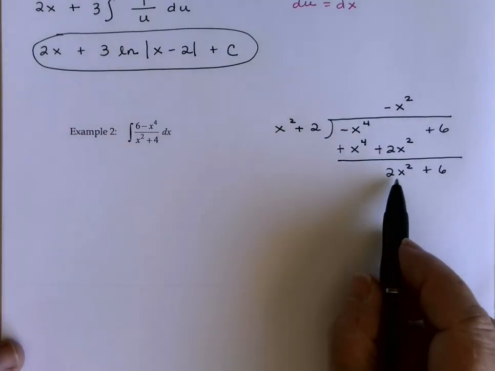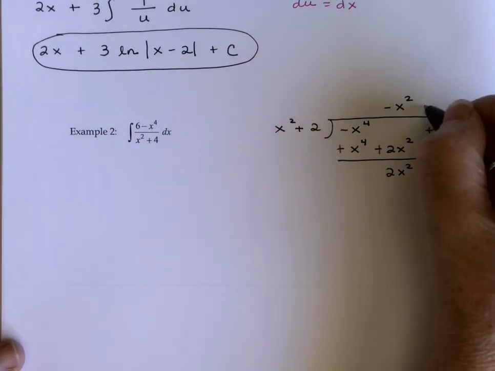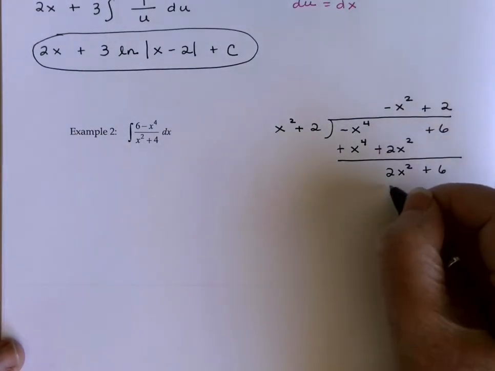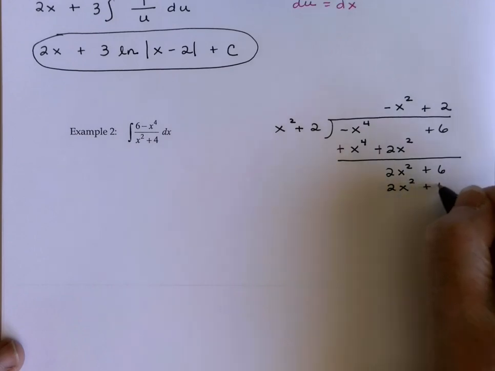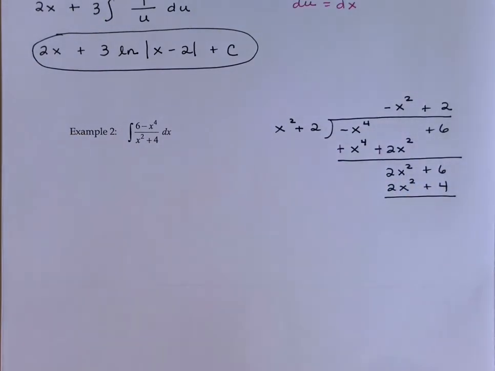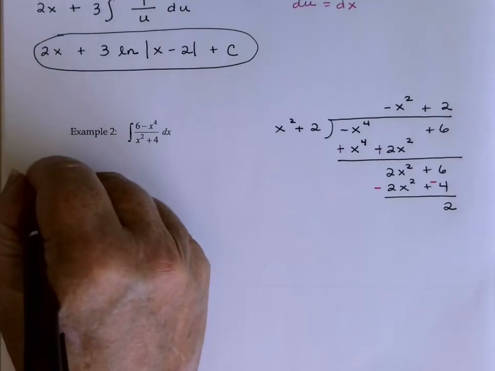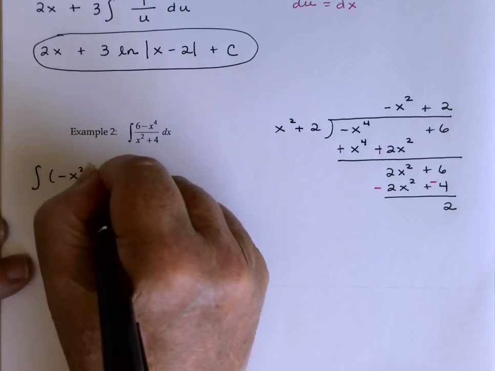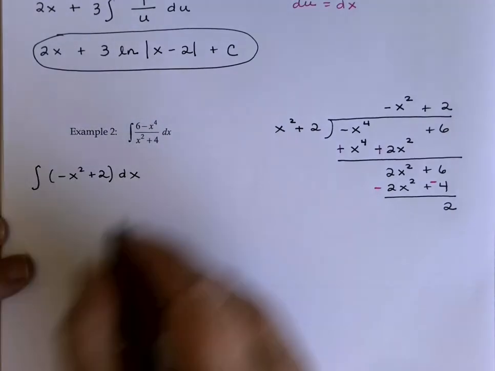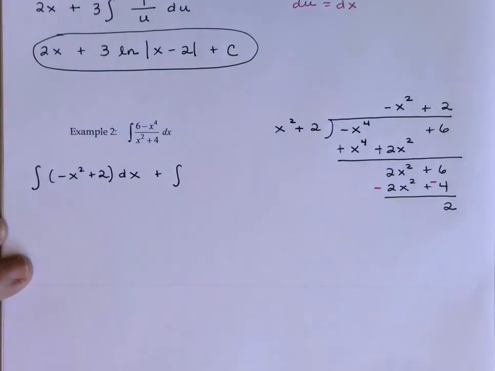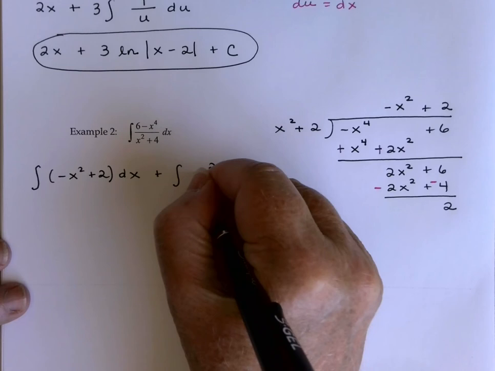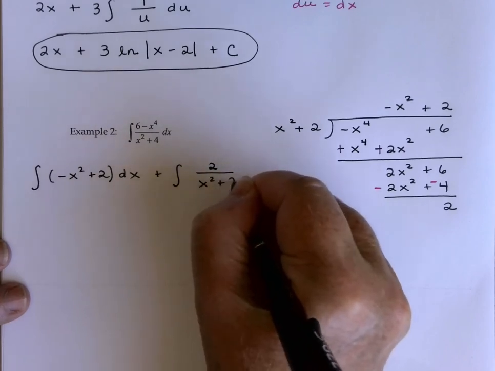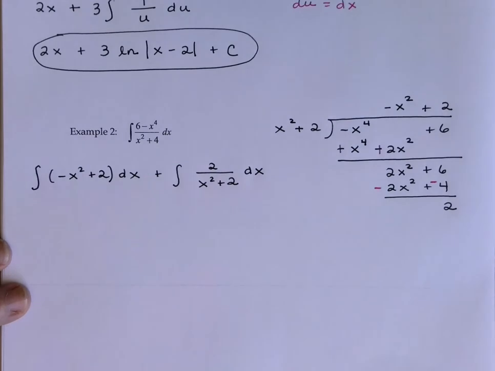We'll continue to divide. 2x squared divided by x squared would be a positive 2. Multiplying gives me 2x squared plus 4. And once again, I have to subtract. So my remainder is 2. So I'm going to rewrite my integral as the quotient, negative x squared plus 2 dx, and then another integral for the remainder, 2 over x squared plus 2 dx.